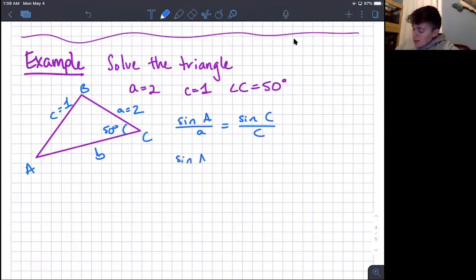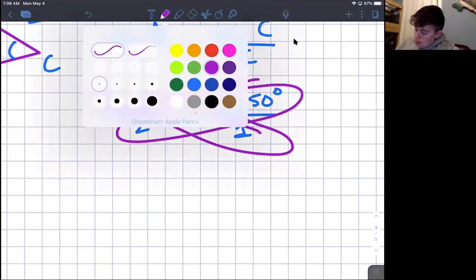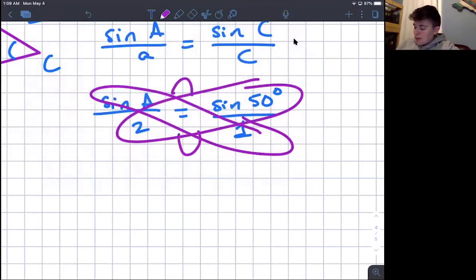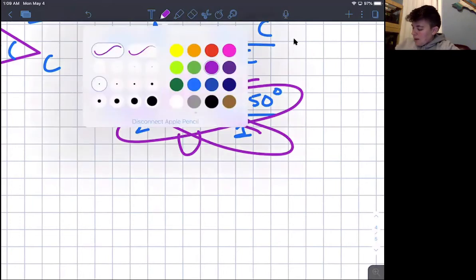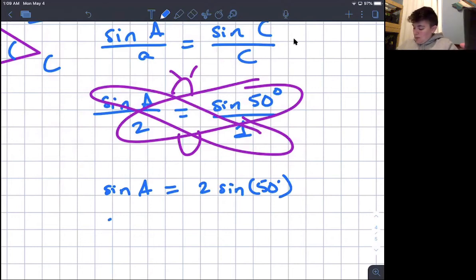So the sine of A over 2 equals the sine of 50 degrees over 1. I'm going to do some cross multiplication, not fraction on fraction action, that's not the same thing. I get carried away. It's just cross multiplication. So 1 times sine A is just sine A, equals 2 times the sine of 50 degrees. So sine A equals 2 times the sine of 50 degrees. It's 1.53.